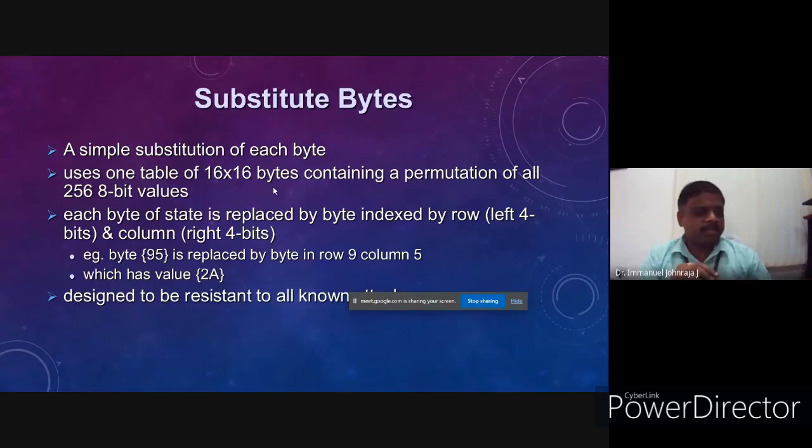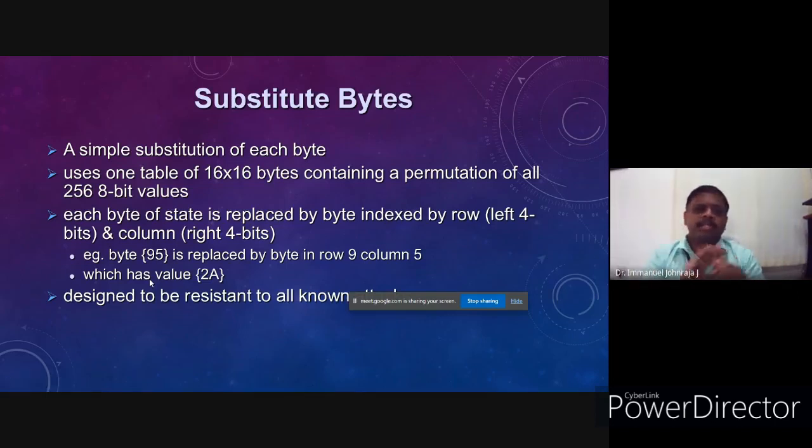Each byte is replaced by the byte indexed by the row, which means the left 4 bits of the input are taken to identify the row, and the right 4 bits are used to identify the column. So you go for the row, you go for the column, and where these two intersect at a particular place, that value is taken. For example, if your input is 9 and 5, the 9th row, 5th column gives you a value, and that is what replaces it.